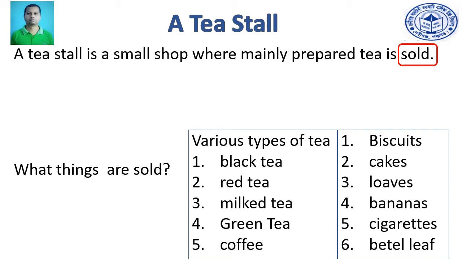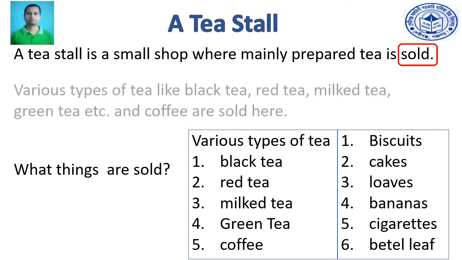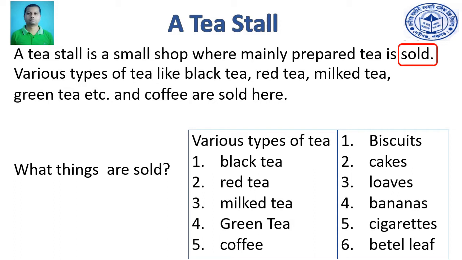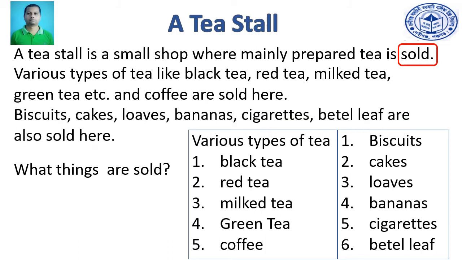You can write a lot more things that you have seen. I have given you these examples. It varies, and it doesn't matter if you write the same things. You can write some less or more. So the second sentence can be, various types of tea like black tea, red tea, milk tea, green tea, etc. and coffee are sold here. The third line can be, biscuits, cakes, loaves, bananas, cigarettes, betel leaf are also sold here.